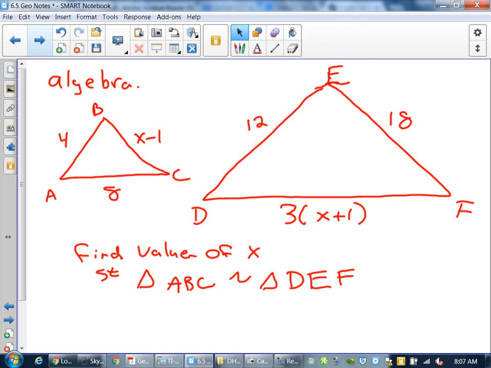We do the exact same thing. They're telling you, find the value of x that makes ABC similar to DEF. What do you think you do first? Write out the letters, exactly. We write out the letters: AB, BC, CA. And then you have DE, EF, and FD. Which means, fill in the blanks.